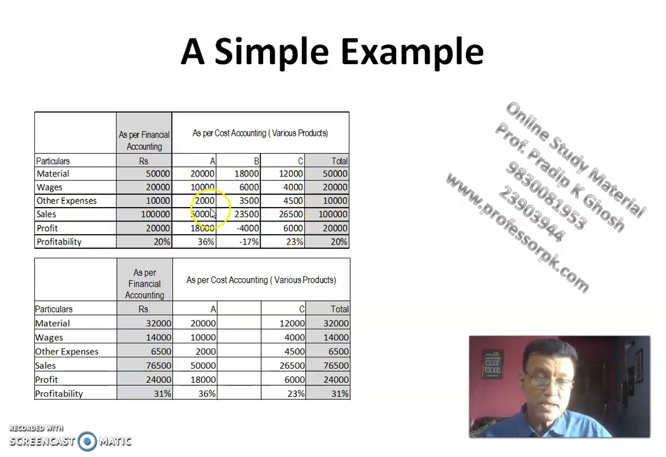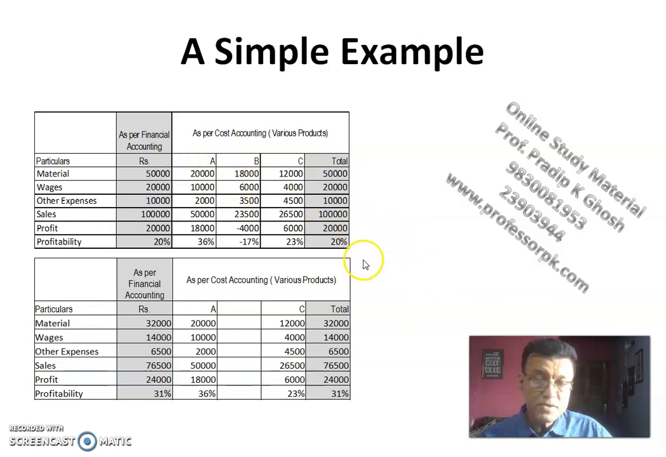As you see, product A is highly profitable, it gives 36% profit. Product C gives 23% profit. And product B is actually loss making. It is giving a 4,000 rupees of loss or 17% of loss.